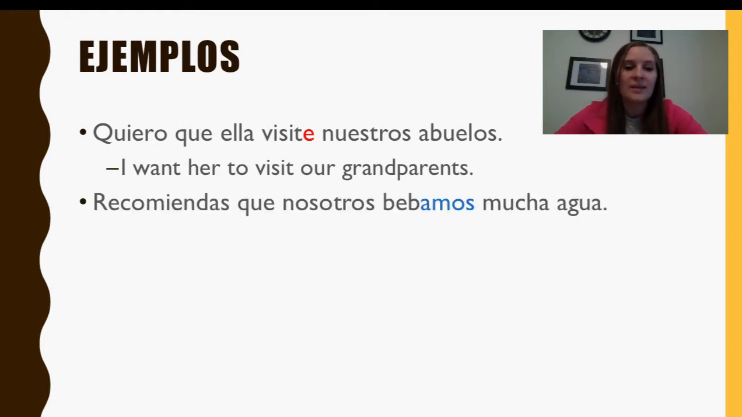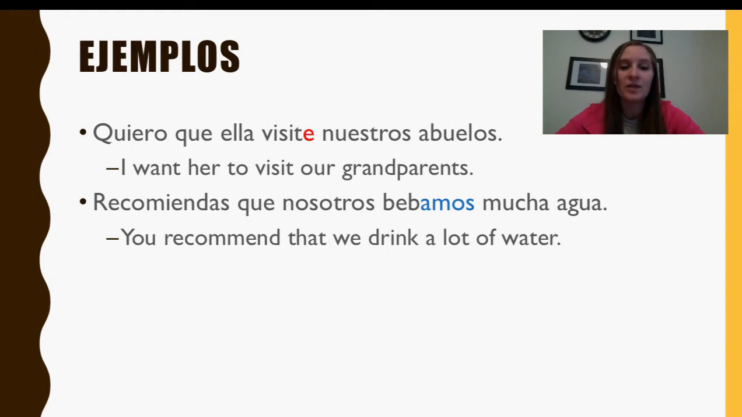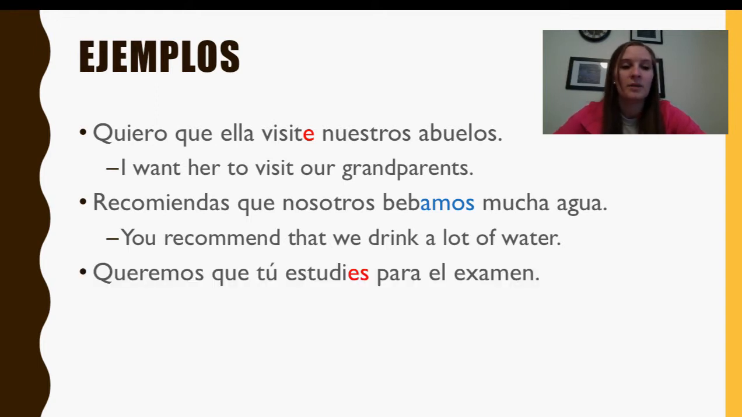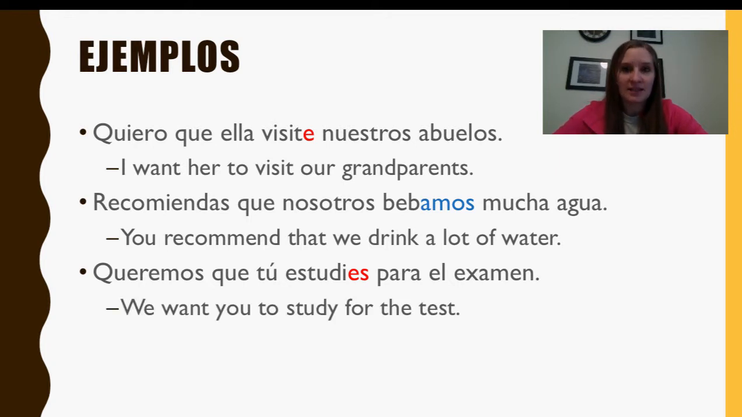Ejemplo 2. Recomiendas que nosotros bebamos mucha agua. Again, this is a recommendation, so it doesn't mean it's going to happen. Therefore, we have subjunctive in the second dependent clause. Bebemos changes to bebamos. Bebamos mucha agua. You recommend that we drink a lot of water. Número 3. Queremos que tú estudies para el examen. So we have an AR verb, which changes endings to estudies here for our dependent clause and subjunctive verb, which means we want you to study for the test.